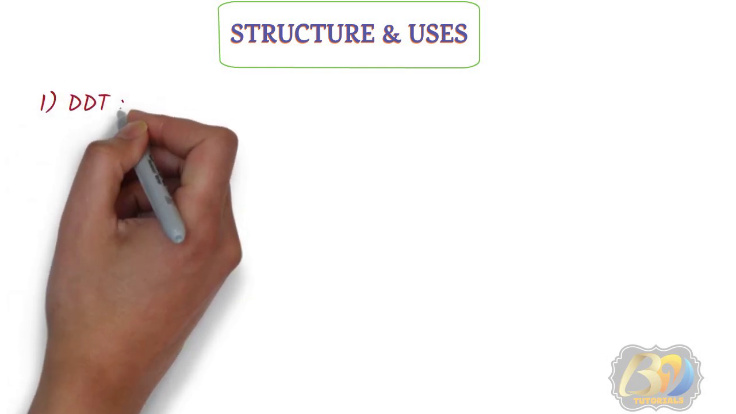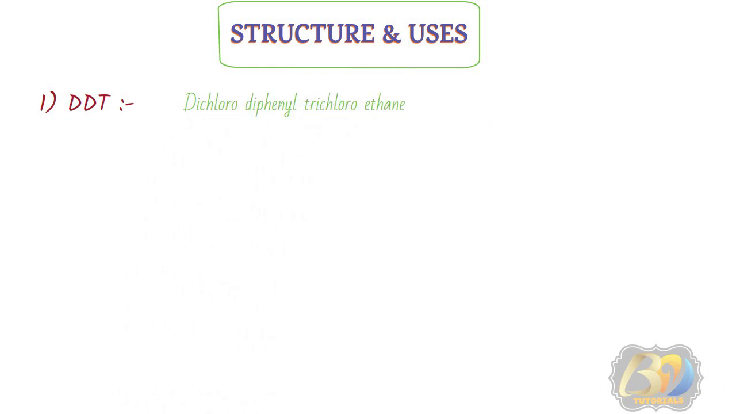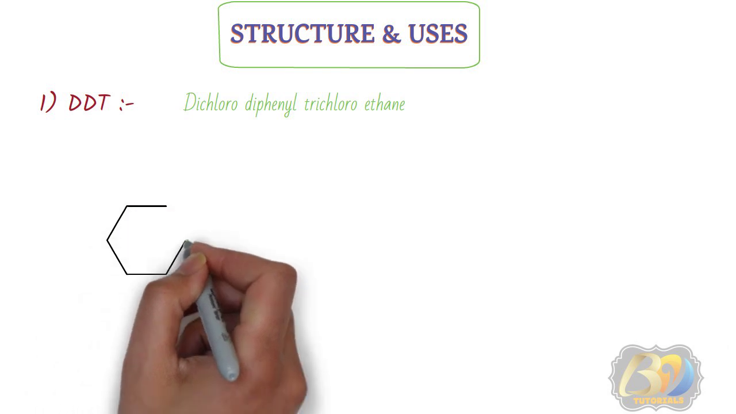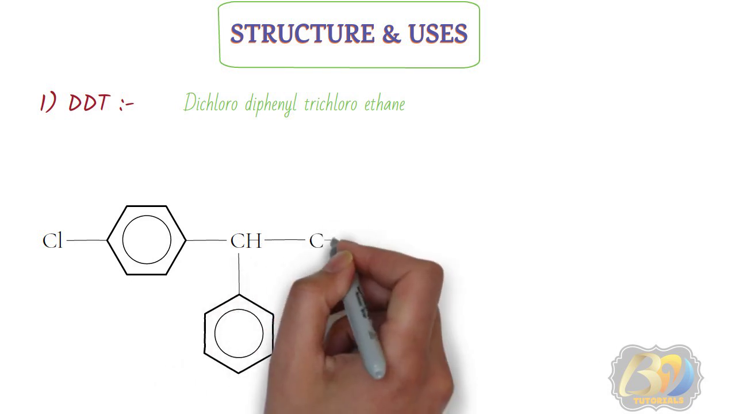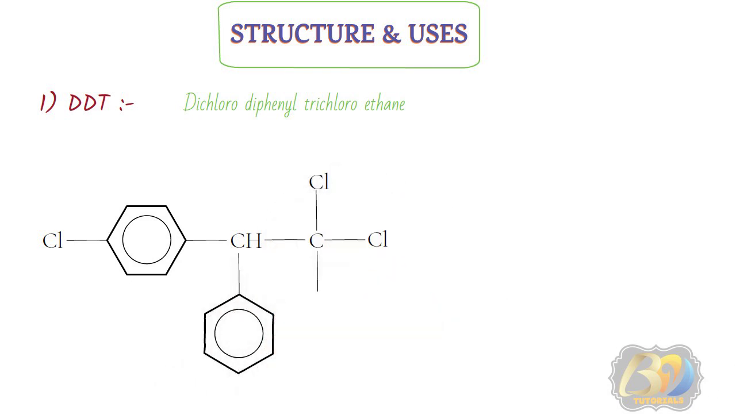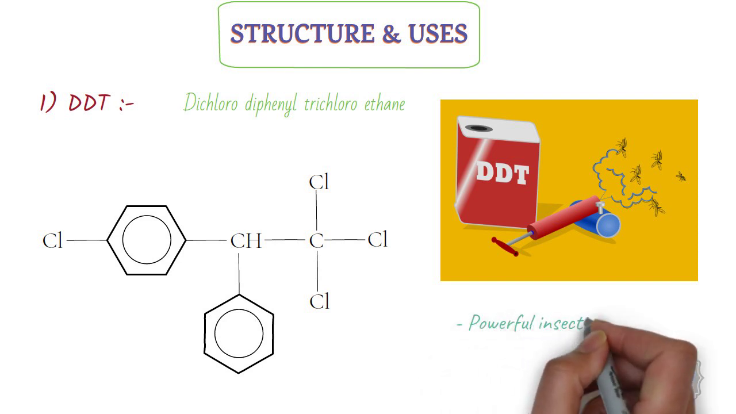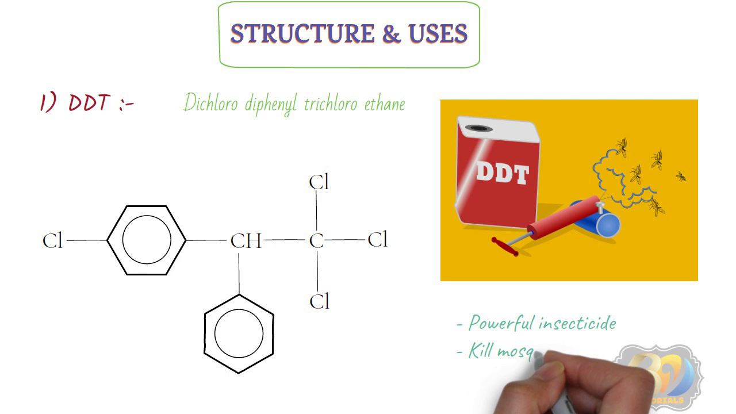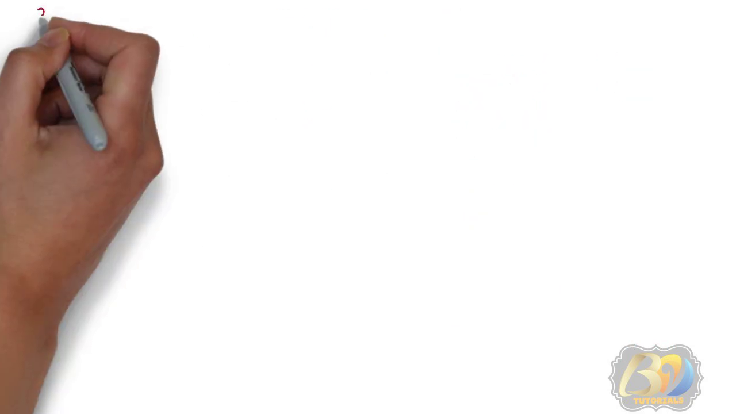First compound is DDT, that is dichloro-diphenyl-trichloroethane, and here is the structure for DDT. It is used as a powerful insecticide. It kills mosquitoes, especially Anopheles mosquitoes. It is also used as a pesticide.